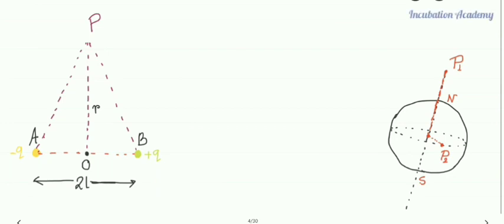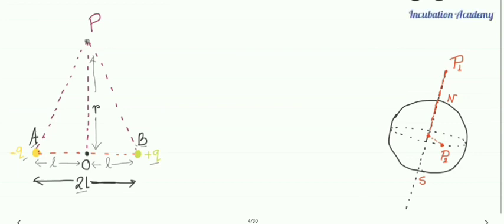Similarly, if I take any point on its perpendicular bisector, that is the point P, how do we find it? Here A and B: at the point A the minus q charge is placed, at the point B the plus q charge is placed, and they are separated by a distance 2L, and O is the midpoint. On the perpendicular bisector at a distance r from the point O we have to find the potential. This is r, and since O is the midpoint, OB is L and AO is also L.